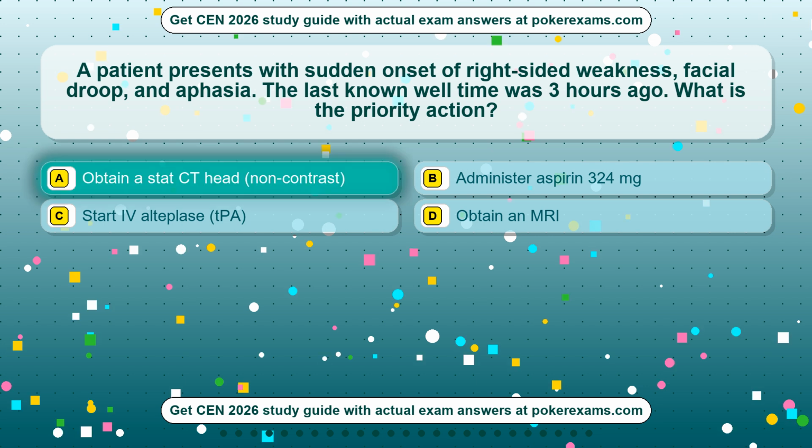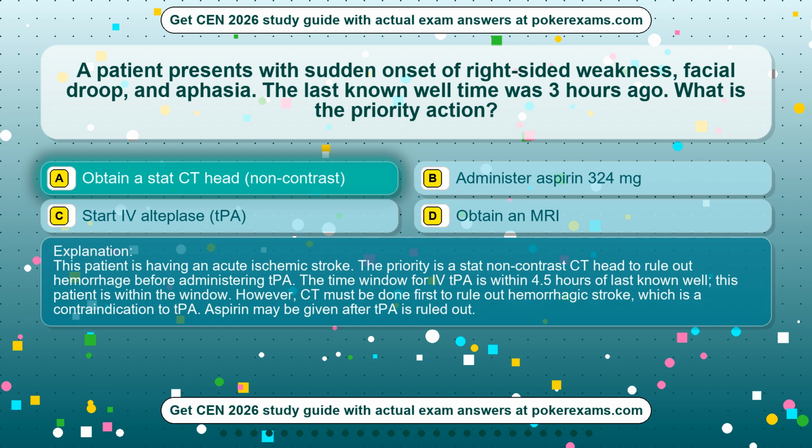The correct answer is option A. Obtain a stat CT head, non-contrast. This patient is having an acute ischemic stroke. The priority is a stat non-contrast CT head to rule out hemorrhage before administering TPA. The time window for IV TPA is within 4.5 hours of last known well. This patient is within the window. However, CT must be done first to rule out hemorrhagic stroke, which is a contraindication to TPA. Aspirin may be given after hemorrhage is ruled out.